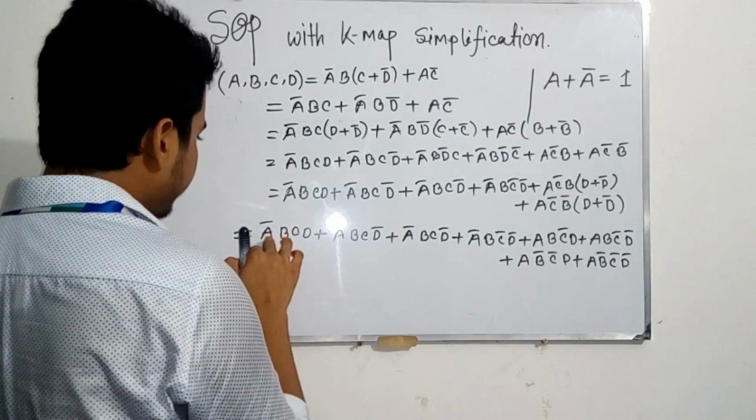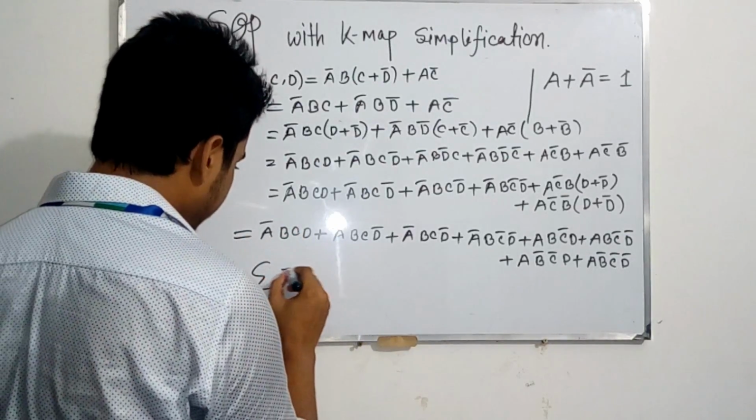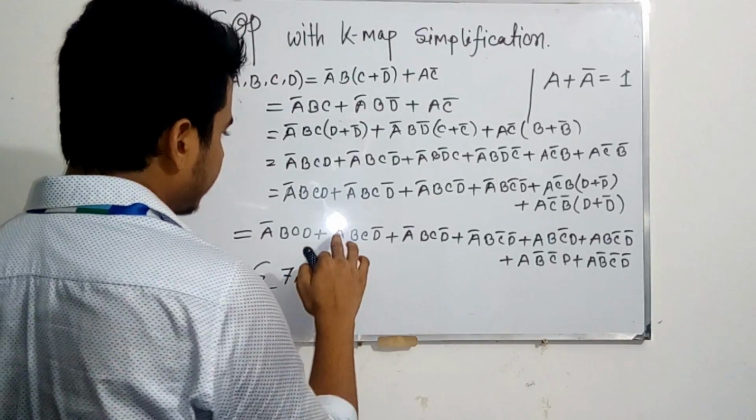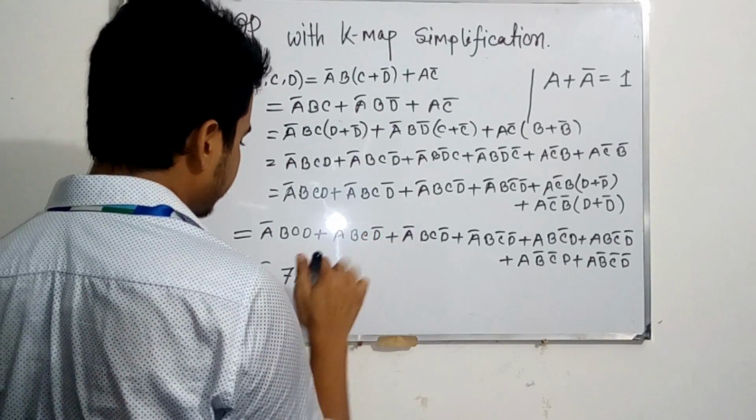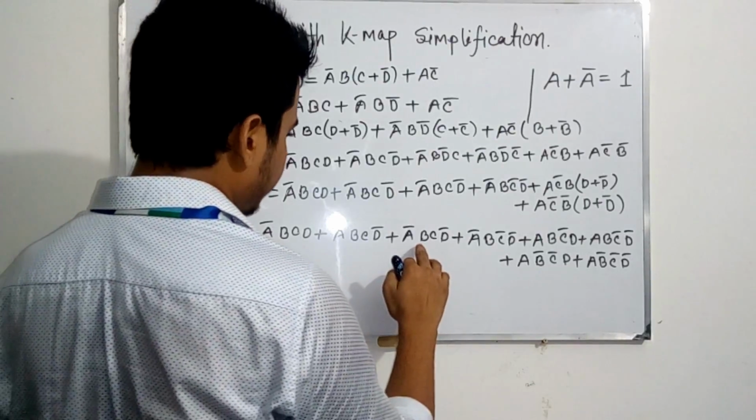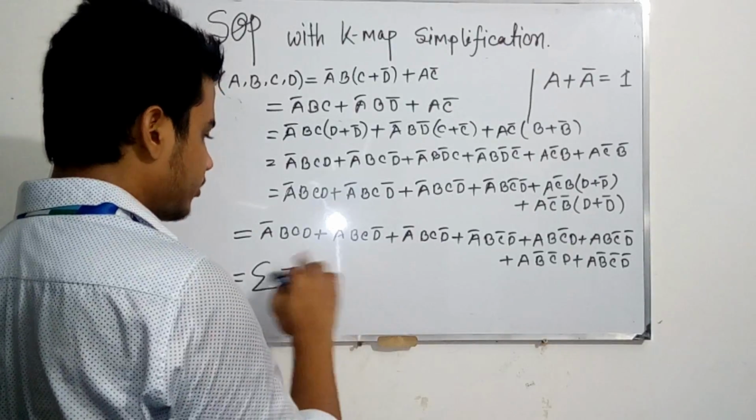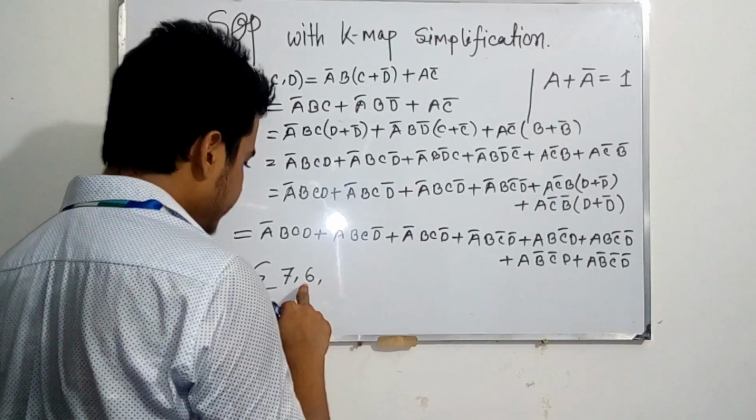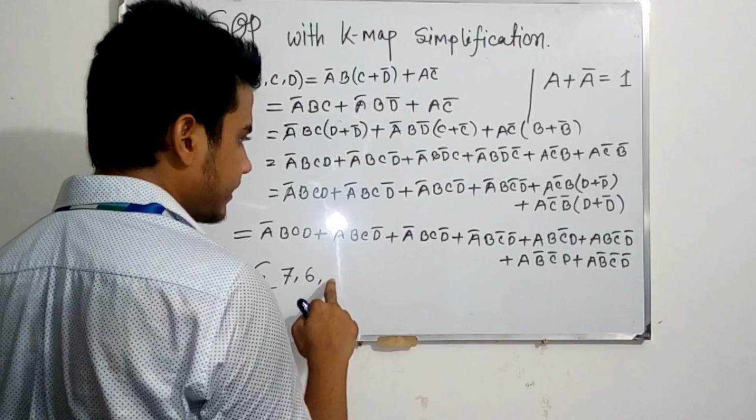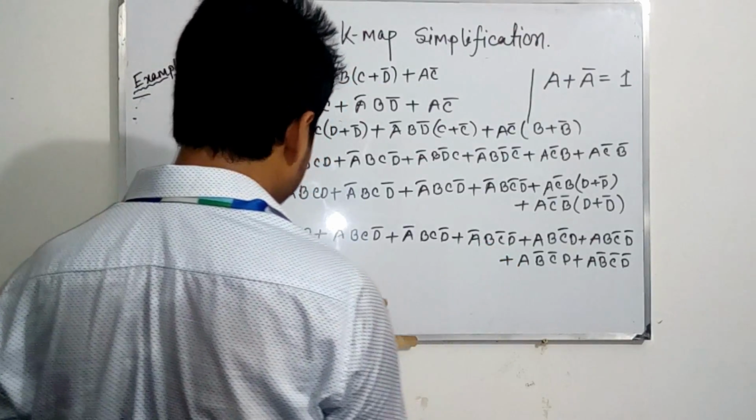So here A bar B C D, that means 8 should be removed, and 4, 2, 1 total 7. Here 8 and 1 are removed, so 4 and 2 make 6. Here 4 and 2 make 6 again. We should not repeat any value if we got it previously, so as we wrote 6 here, we should not write 6 again. So here 8 4 2 1, here just 4 will be taken.